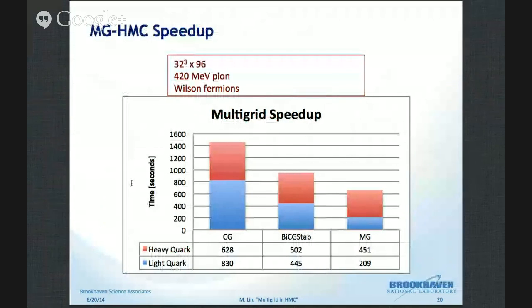Okay, so this is just a nice bar chart showing the same thing as this one. You can see the red is the heavy quark solve, which stays almost the same over 3 different solvers. And the blue is the light quark solve. So you can see from CG to bi-CG step to multi-grid, you have a kind of speed up over to the right.